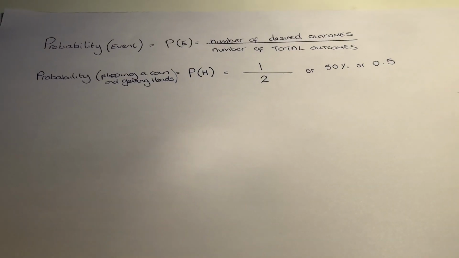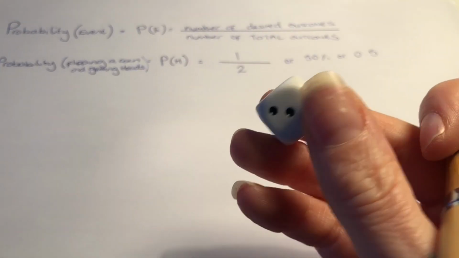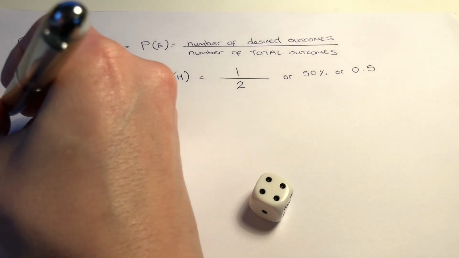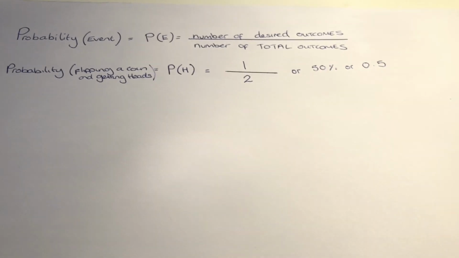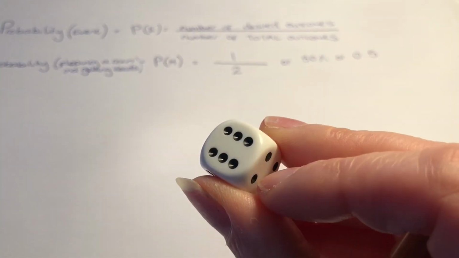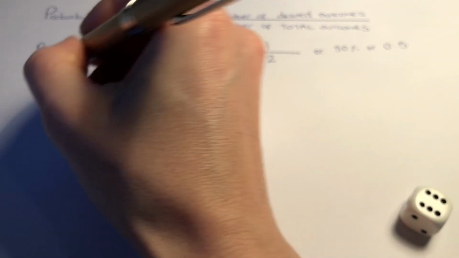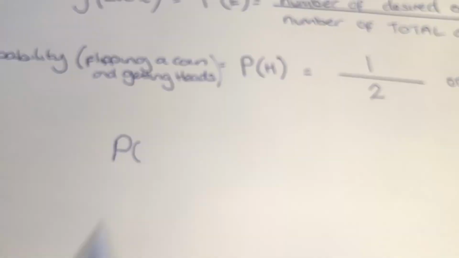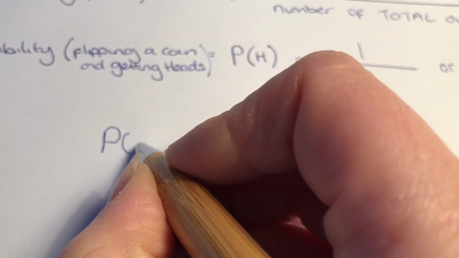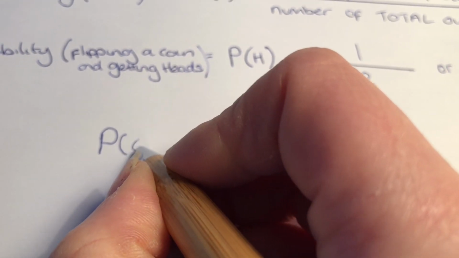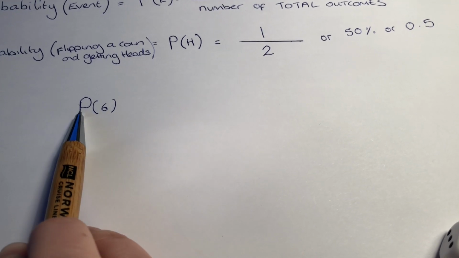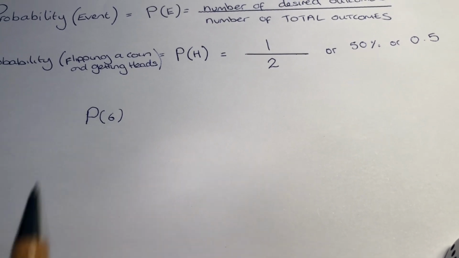Okay, so let's test this out on something else, on a different event. What about our die? What if I'm interested in finding the probability of rolling the die and it landing on a 6? Okay, so let's make sure that we use correct notation. We need a capital P to show that we are doing probability, and then a bracket, and inside the bracket we're putting the event that we are actually measuring the probability of. Okay, so I want to find the probability of getting a 6 when I roll a die.